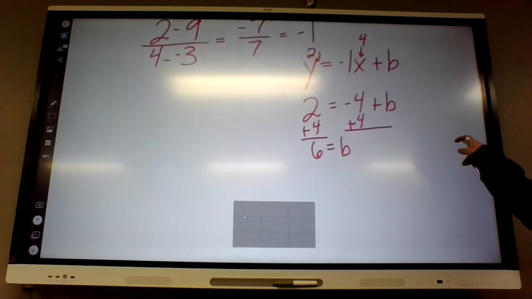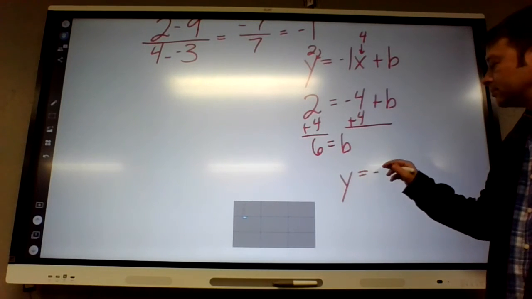Okay, so what's the answer? y equals -1x plus 6.